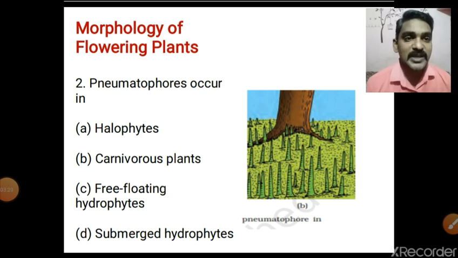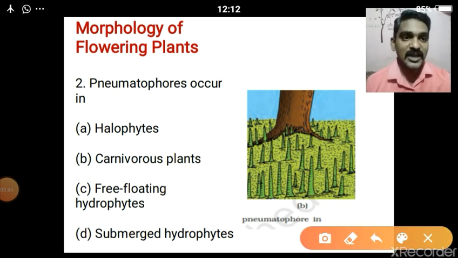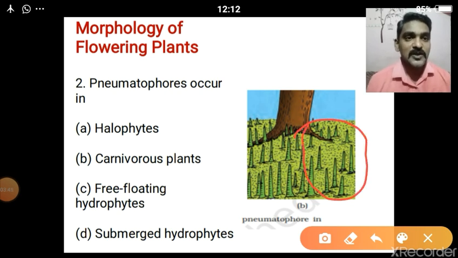Usually roots will be geotropic, right? Always roots will be geotropic, meaning towards the gravitational force. They grow through the soil, underground. Whereas here in the picture I have clearly shown, the roots are coming out like phototropic ones, coming outside the soil, upwards towards the light. This is called pneumatophores. So in which kind of plants can you see these pneumatophores?